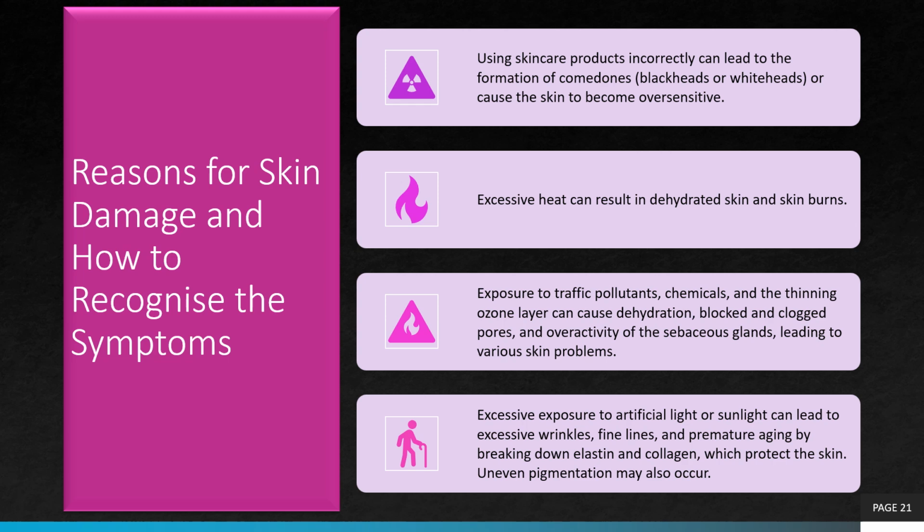Excessive exposure to UV light or artificial light can lead to excessive wrinkles, fine lines, and premature aging by breaking down the elastin and collagen. This is what protects the skin. It can also cause hyperpigmentation in the skin.